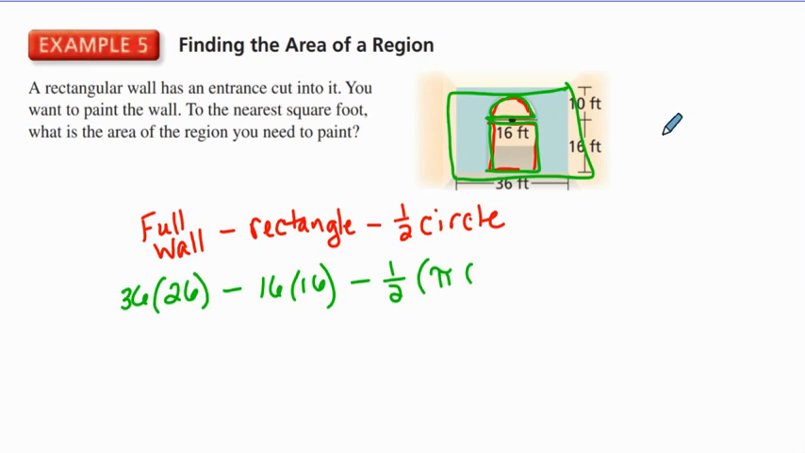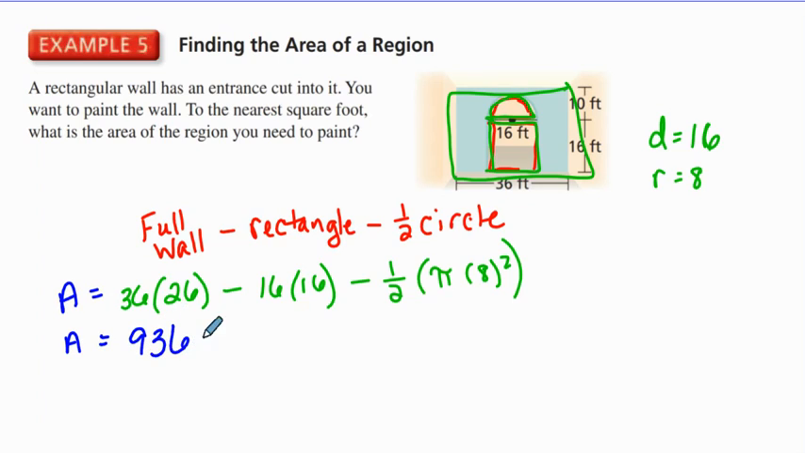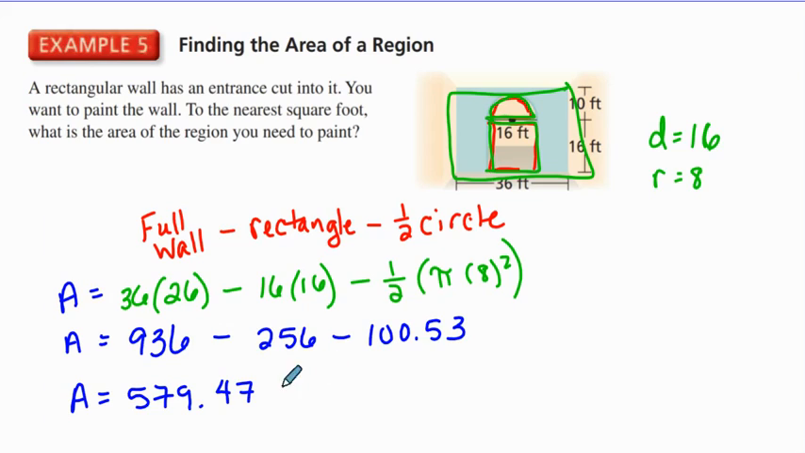So if it's 16 feet all the way across, that means that the diameter is 16 feet. And that means that the radius is actually 8. So pi times 8 squared. Okay. If we use a calculator to do some multiplying here, we've got that the area that we're going to paint is actually 936 minus 16 times 16 is 256 minus 1/2 of pi times 8 squared is going to be 100.53. Okay, and then when I plug that in and subtract, I get that the area that I'm going to paint has an area of 579.47 square feet.